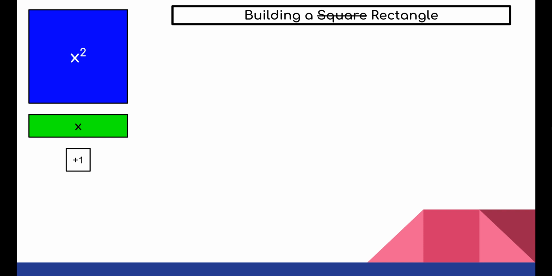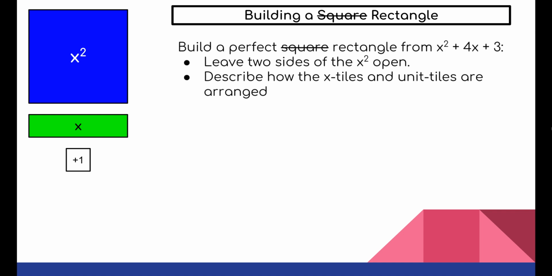So you can see that I've changed the title from Building a Square to Building a Rectangle. But we're going to start out with some of the same ideas. We're not going to build a perfect square, but we are going to build a rectangle from x squared plus 4x plus 3. We're going to have some of the same procedures. We're going to leave the two sides open on the x squared tile, and we're going to describe how the x tiles and the unit tiles are arranged.